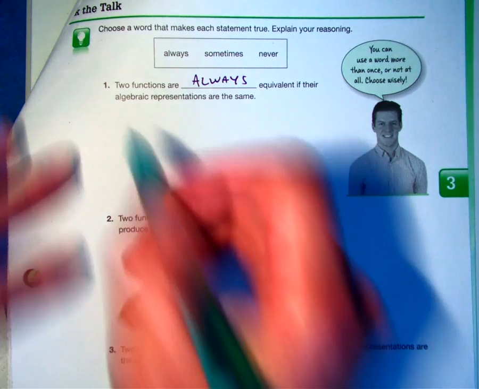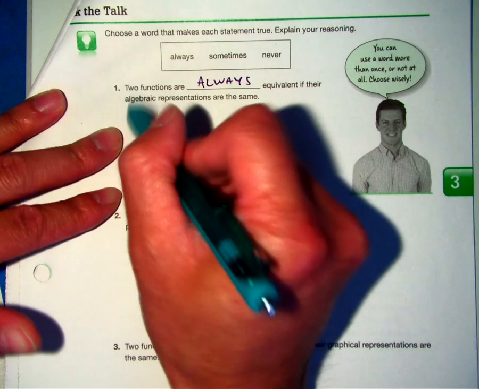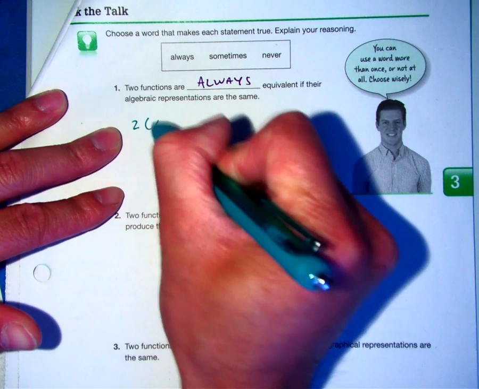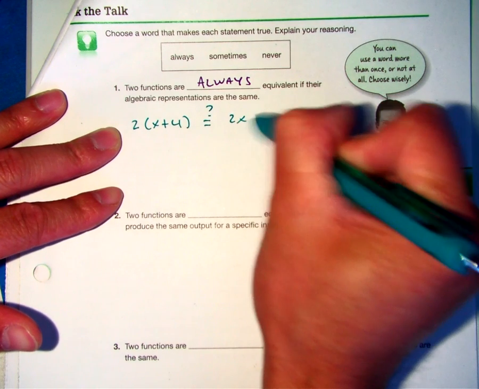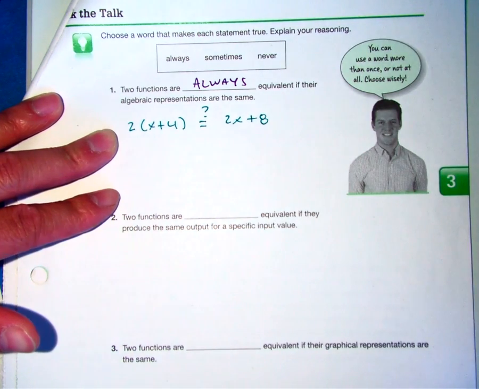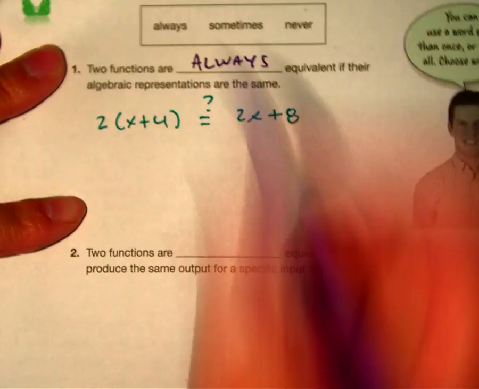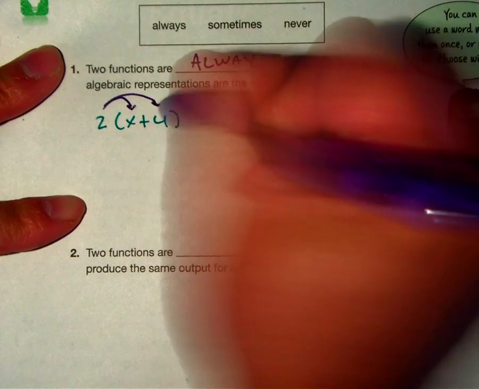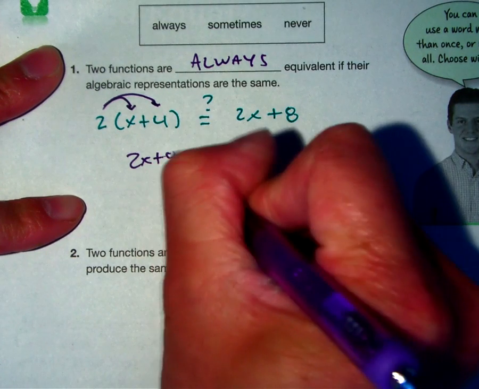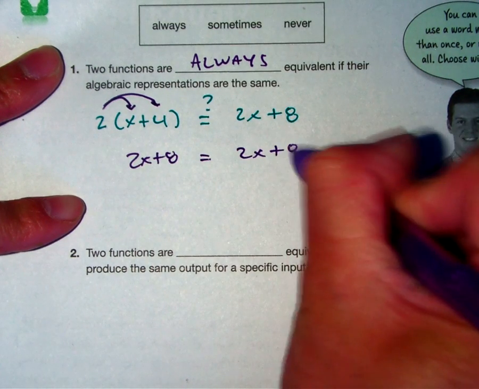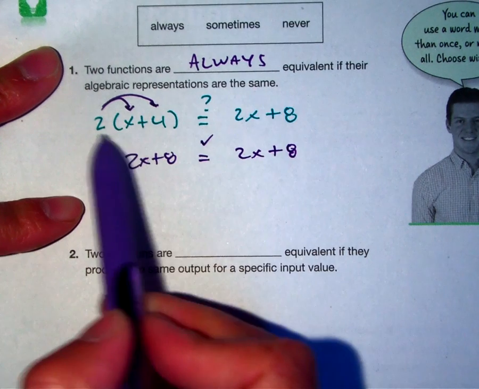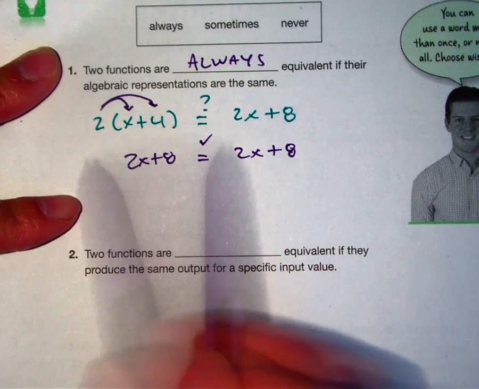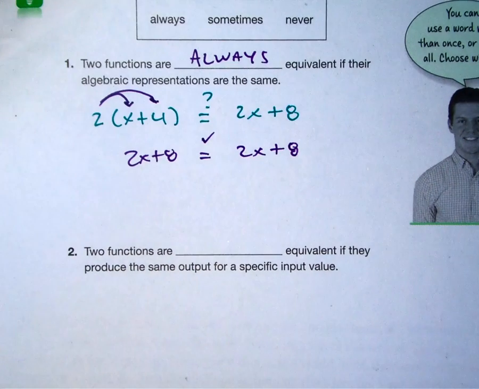Okay, so again, I told you guys it might help to make up some numbers, so something like this. This is a question we've been kind of asking you. Are these two equivalent? Are they the same? This is algebraically just a bunch of numbers and x's. And if you distribute, what do you get? 2x plus 8. So class, are those equal? So they're algebraic representations if they're the same. Again, although this one has a parentheses and that one's an 8, once you simplify it, they're the same. The answer is always.